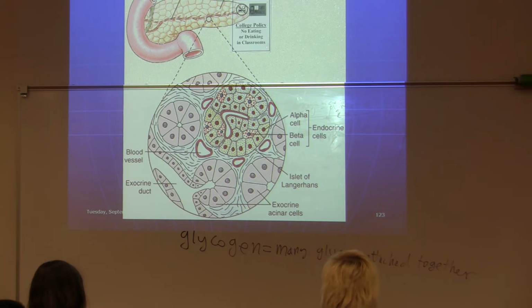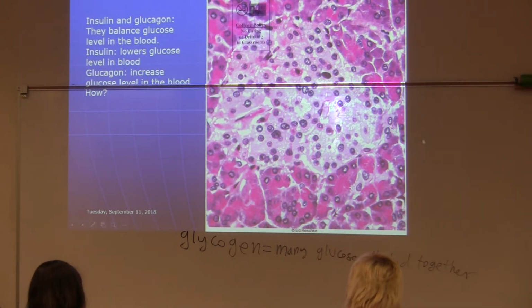Intake of glucose into the cells. And then, of course, the liver has the enzymes that put the glucose molecules together. Here it is, the islet of Langerhans, and this is the exocrine acinus. Insulin and glucagon balance the glucose level in the blood.